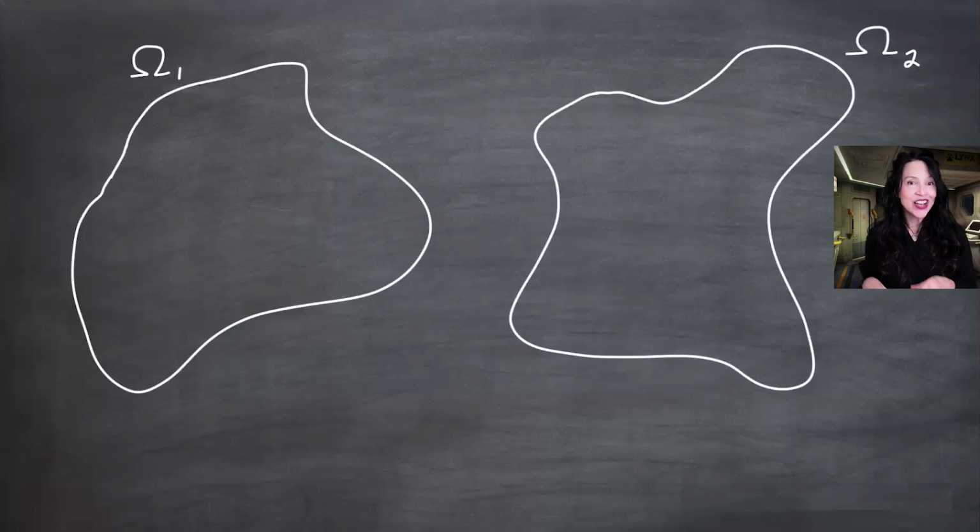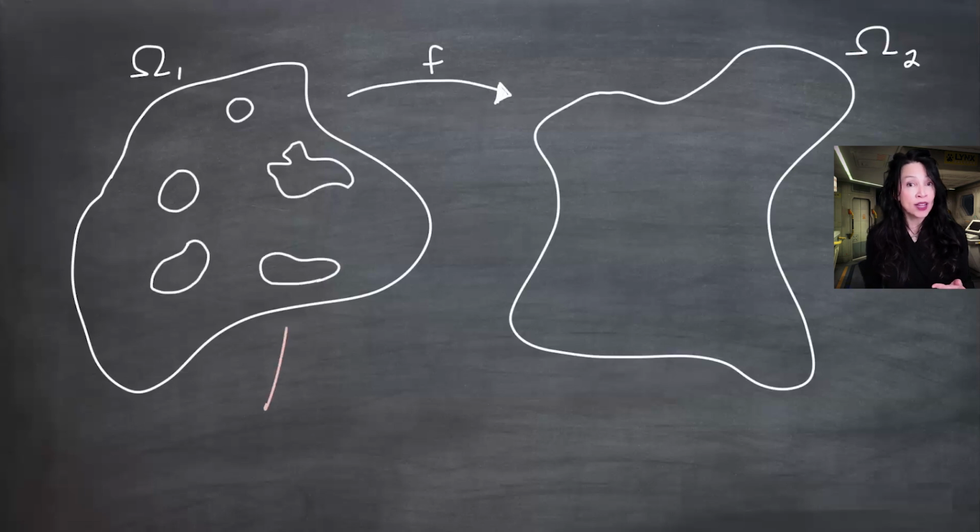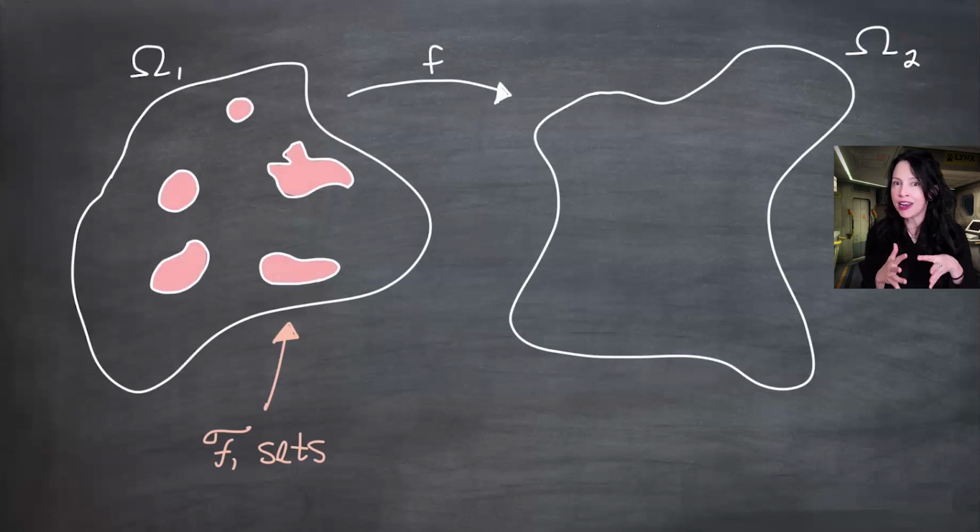Suppose I have a non-empty set omega 1 and a non-empty set omega 2. And suppose I have a mapping or function f that takes in points from omega 1 and returns points in omega 2. Suppose I have a sigma field curly F1 on omega 1. Now, I am representing this sigma field with a bunch of shaded looking sets here. This is just a depiction for me to talk about this. This is not an accurate depiction, as it usually is not in my videos.